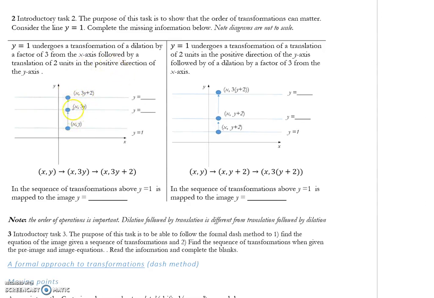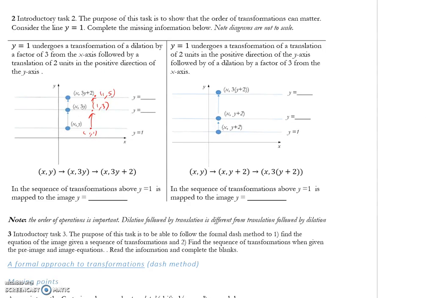So what happens to every single xy coordinate in that case? If that's the coordinate (1, 1), dilation by a factor of 3 would go to (1, 3), and then 2 units up would go up to (1, 5).